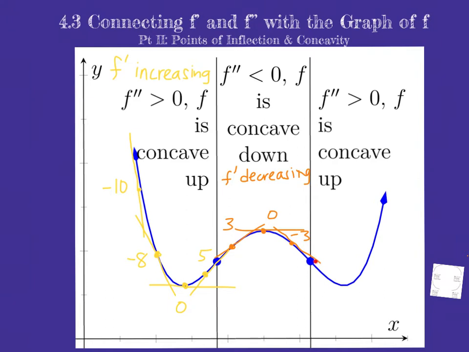In a similar way, our last interval on our graph here is concave up once again, and the slopes of our tangent lines would be increasing. I won't write them all out here, but they go from negative to 0 to positive. So they are again increasing.